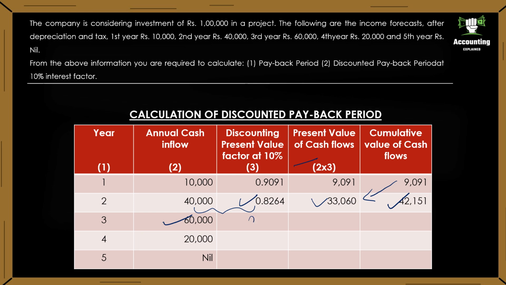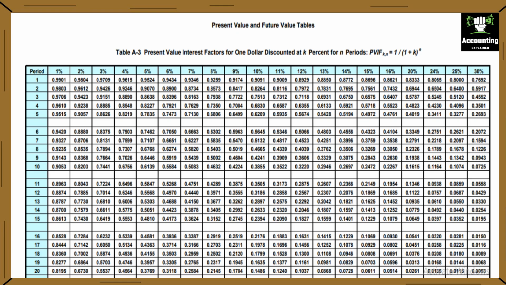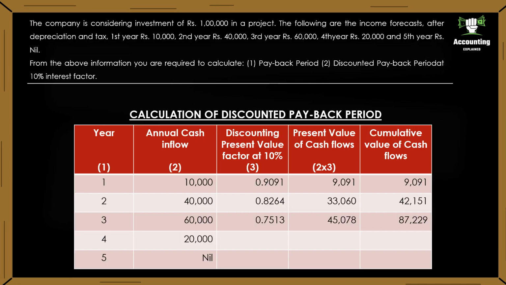Similarly, for the third year, we are going to find out the present value factor at 10%. Third year, at 10% discount rate, it is 0.7513. Substitute it in the table. So 0.7513 in the third column. Now multiply 60,000 into 0.7513, it is 45,078. Cumulative value of cash flow is 42,151 plus 45,078, it is 87,229.